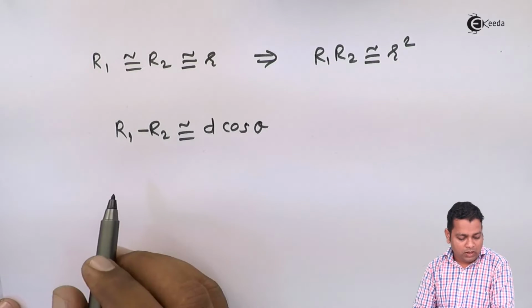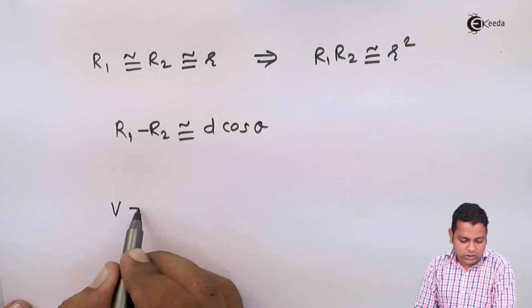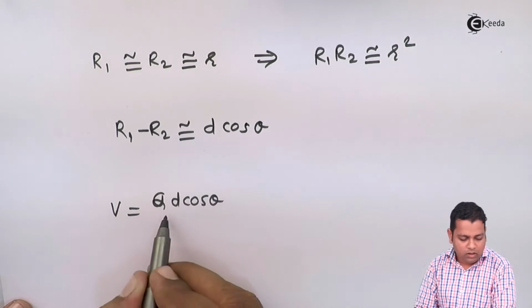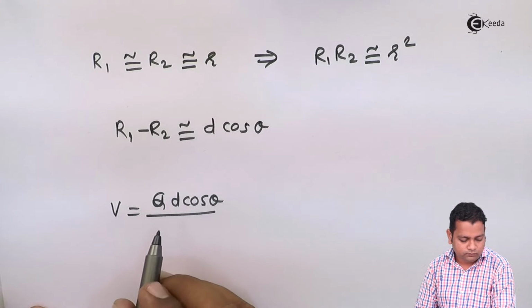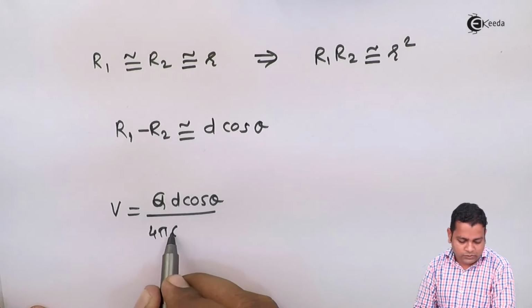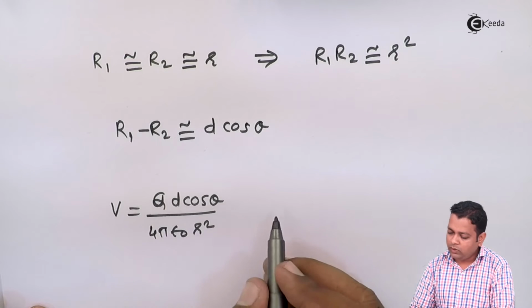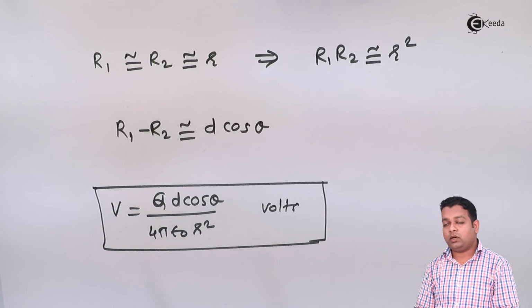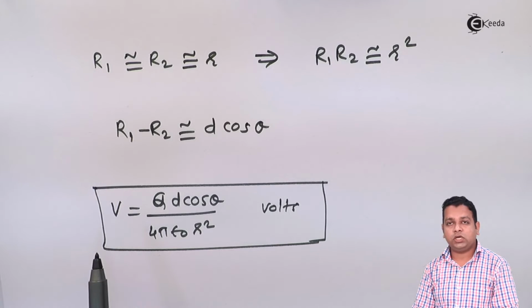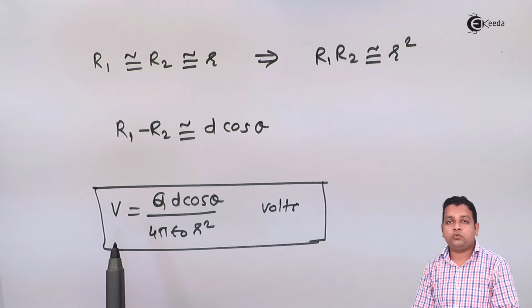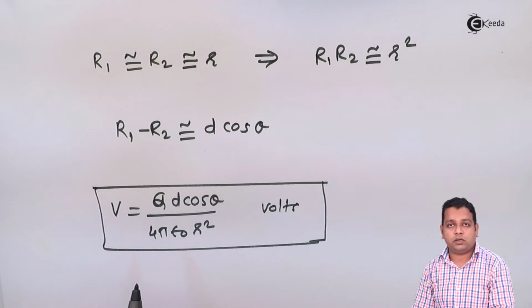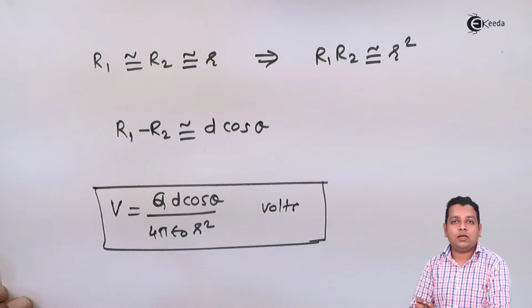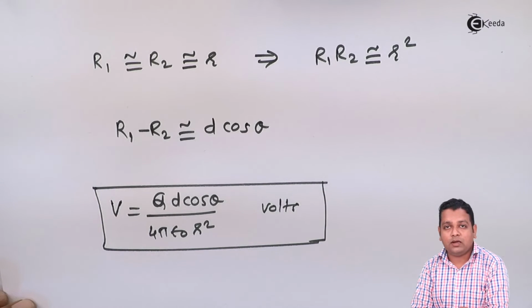So further we can generalize it. V is equal to Q into d cos theta upon 4 pi epsilon 0 R square, and the unit will be in volts. So this is the generalized expression for potential at the field point P due to the pair of charges, what we say electric dipole.